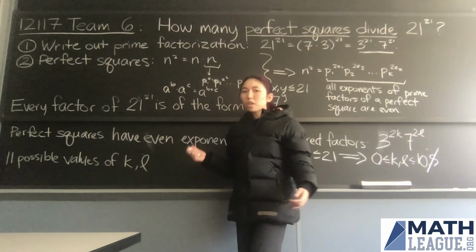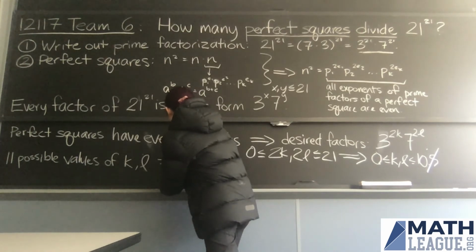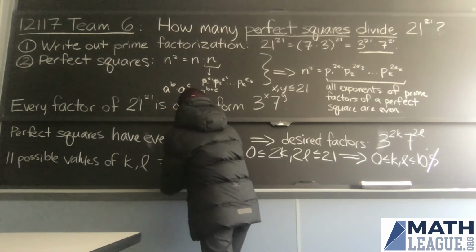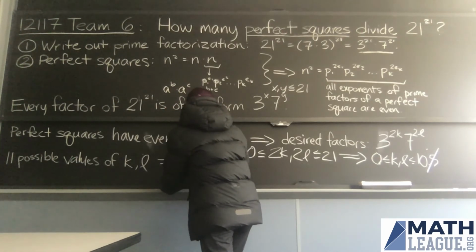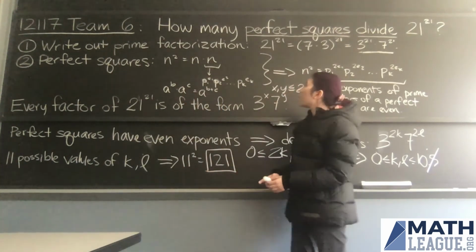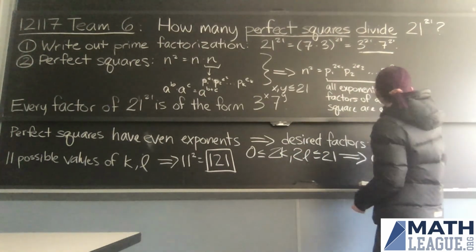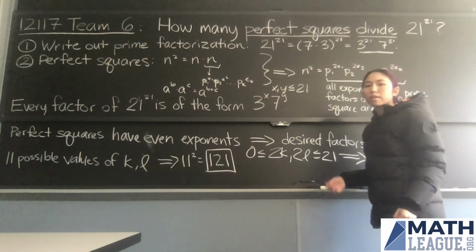So now we just need to multiply 11 by 11 to get our final answer. 11 squared is 121 possibilities. That is, we have found that there are exactly 121 perfect squares that divide 21 to the 21st power.